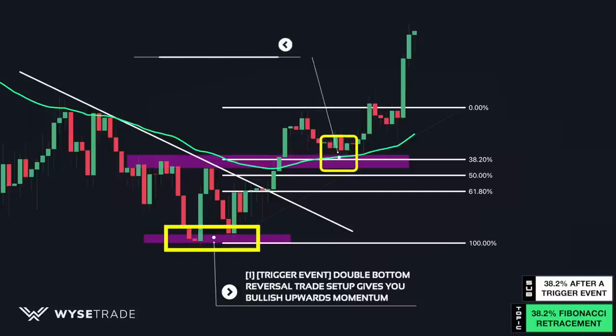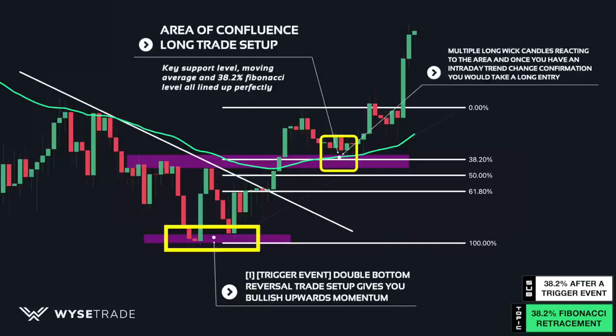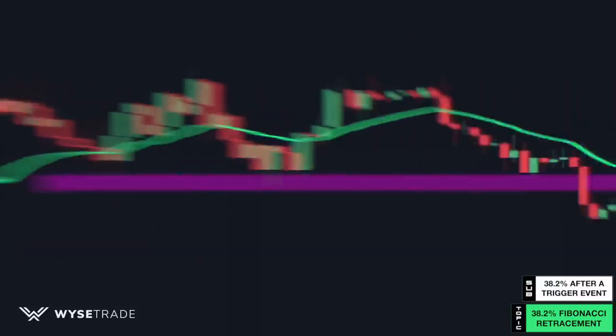This here is where your area of confluence trade setup resides, because the key support level, moving average, and 38.2% Fibonacci level all lined up perfectly. As price reached the area, you had multiple candles with the wicks sticking out, showing a reaction. And once you had an intraday trend change confirmation, you would look for long entry points. Let's show this again.